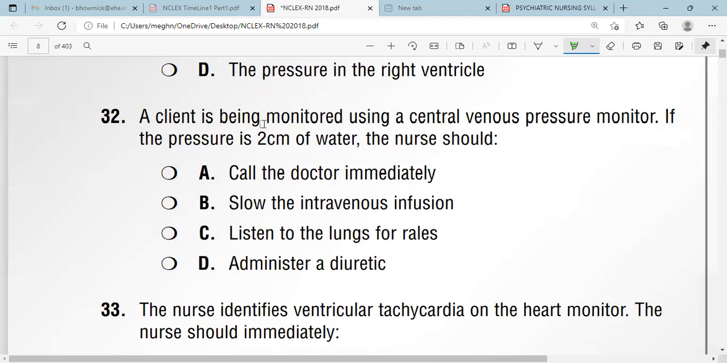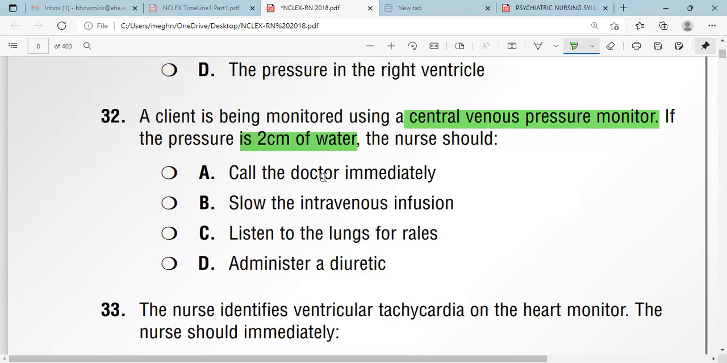The client is being monitored using central venous pressure monitoring. So, monitor central venous pressure, right? If the pressure is 2 millimeters of water, what should the nurse do? As a healthcare provider, every student must know what central venous pressure is and what the normal numbers are.